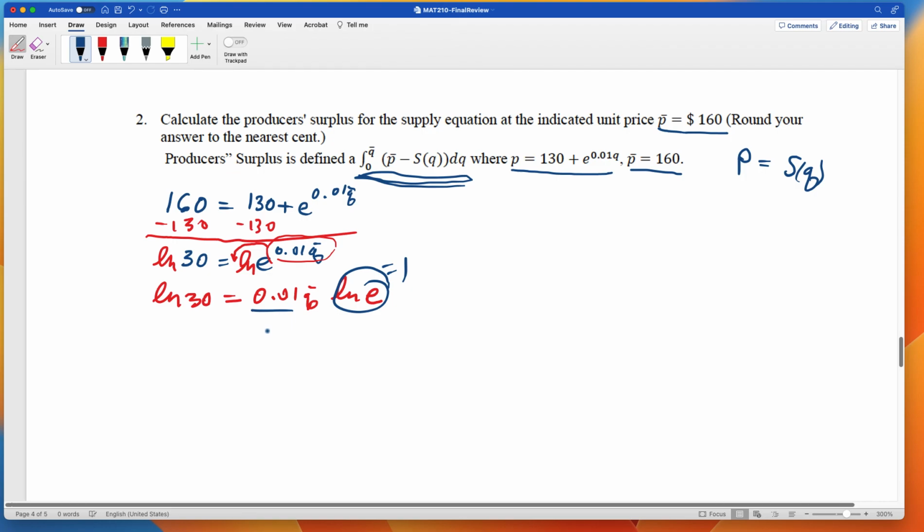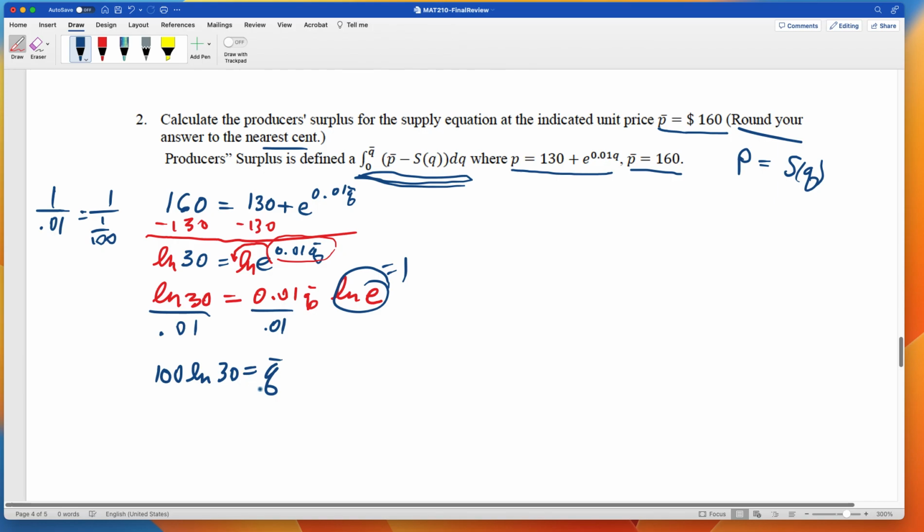So what we're going to do is divide both sides by 0.01. So Q bar. Now if you divide by 0.01, it's the same thing as multiplying by 100, right? The reciprocal of 1/100th is 100, since this is the same thing as 1 over 1/100th. So we could write this simply, it looks a little prettier: 100 natural log of 30.